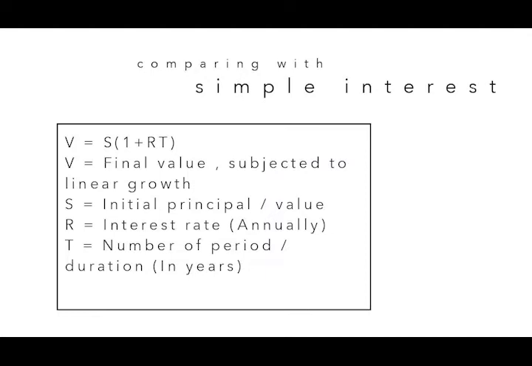Here's the formula for simple interest. V is equal to S times 1 plus RT.